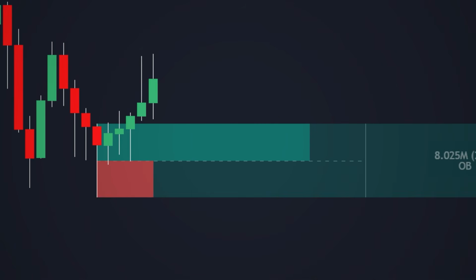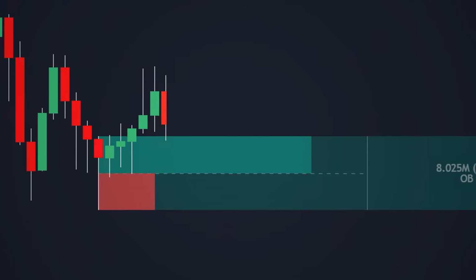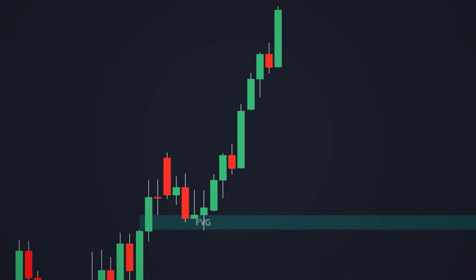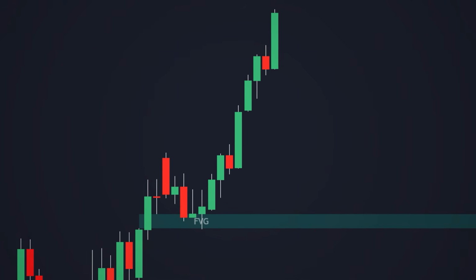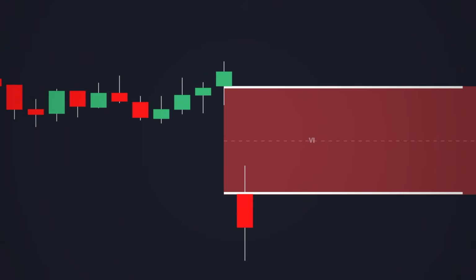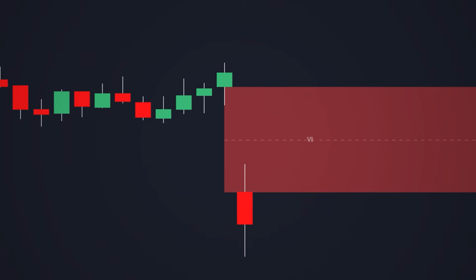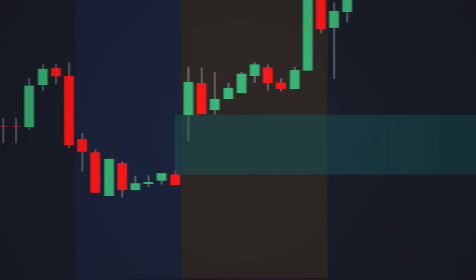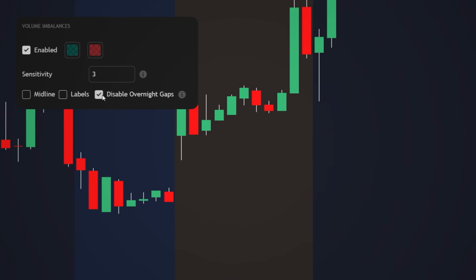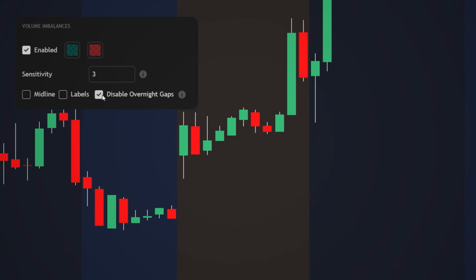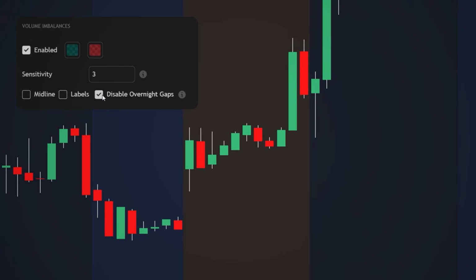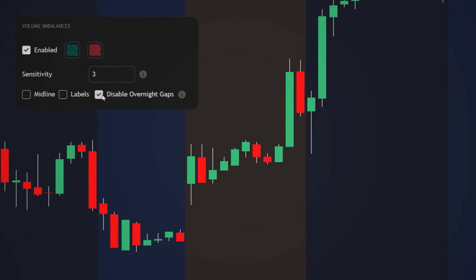But not all imbalances are gaps formed during momentum. Some come from low volume moves between candles, and that's where volume imbalances come in. These form when there's a gap between the open of a candle and the close of the previous candle. The toolkit automatically plots these on your chart. If you trade stocks, enable the Disable Overnight Gaps setting to avoid marking every market open as an imbalance, since price typically gaps up or down.